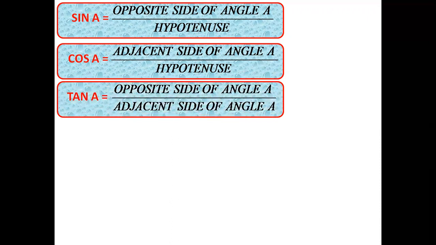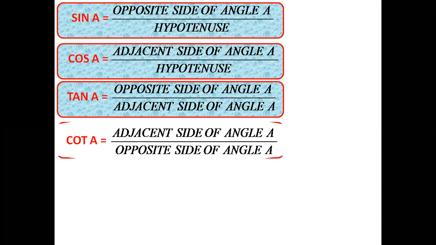So the next three trigonometric ratios are reciprocals of these three trigonometric ratios. That is, cot A is the reciprocal of tan A. That means simply you write the reverse of the ratio of tan A. That is, cot A is equal to adjacent side of angle A by opposite side of angle A.